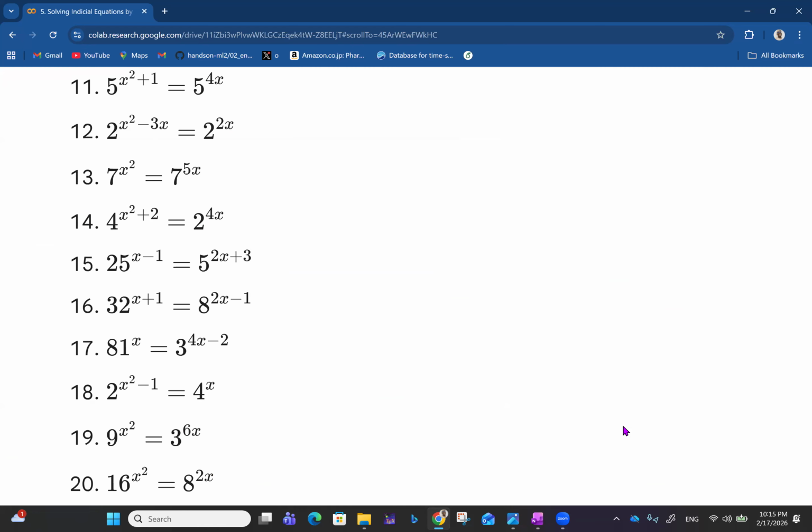So with this, I come to the end of this interesting video on solving indicial equations by equating indices. In the next video, we'll look at another method. They are all closely related, except for maybe a few tweaks here and there.